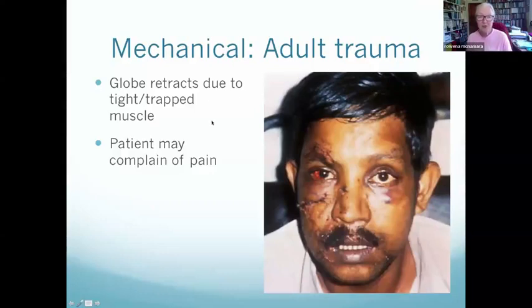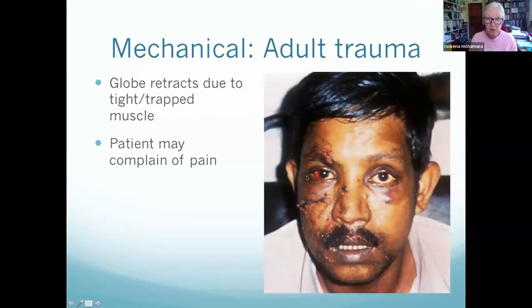Mechanical problems, I mentioned blowout fracture. This patient has had a road traffic accident, so he's got trauma. He's got lacerations to the upper eyelid and the zygomatic bone and the frontal bone. He's got conjunctival hemorrhage, and he's also got a blowout fracture. So he's got a zygomatic fracture as well.